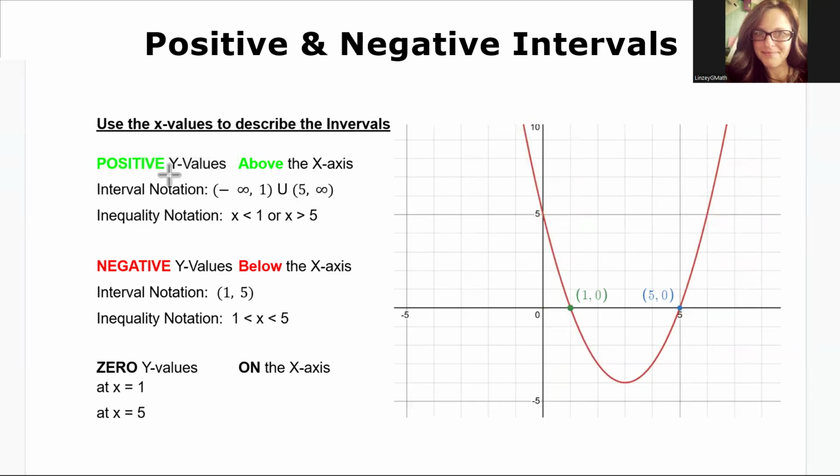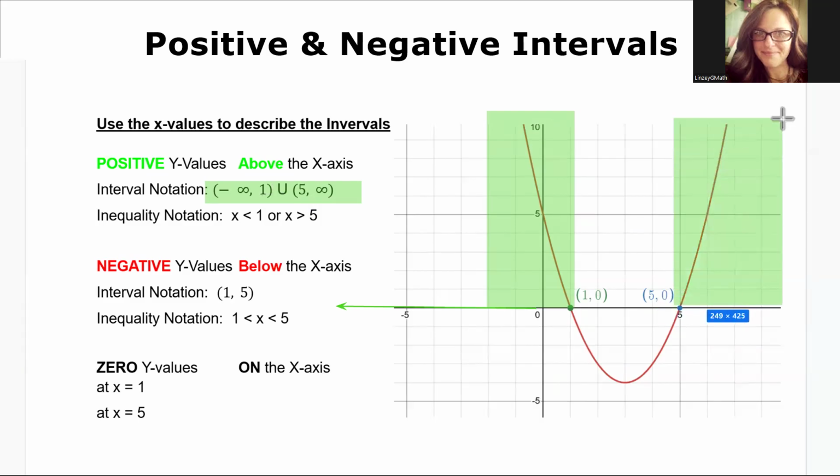Taking a look at our notation, we use the x values to describe our notation. From negative infinity, so negative 100, negative 10, negative infinity, all the way up to positive 1, the graph is above the x-axis: negative infinity to 1. Union, also, the graph is positive from 5 to x equals positive infinity.